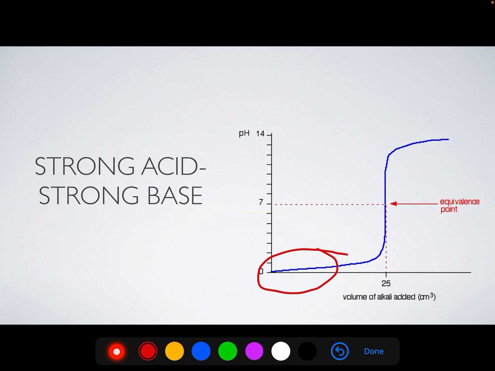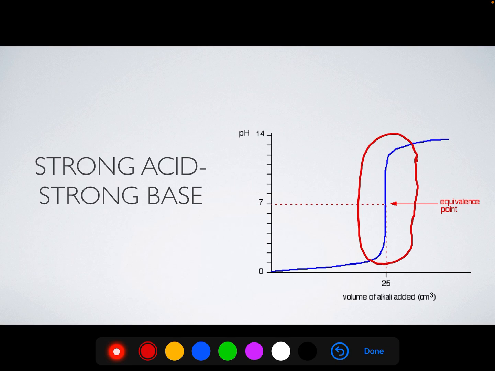Okay, where the pH only depends on the pH of the analyte, and then we have the equivalence point. The equivalence point is where the number of moles of acid is stoichiometrically equivalent to the number of moles of base. And then we have the pH jump. Okay, this is called the pH jump, the steep part of the titration curve.